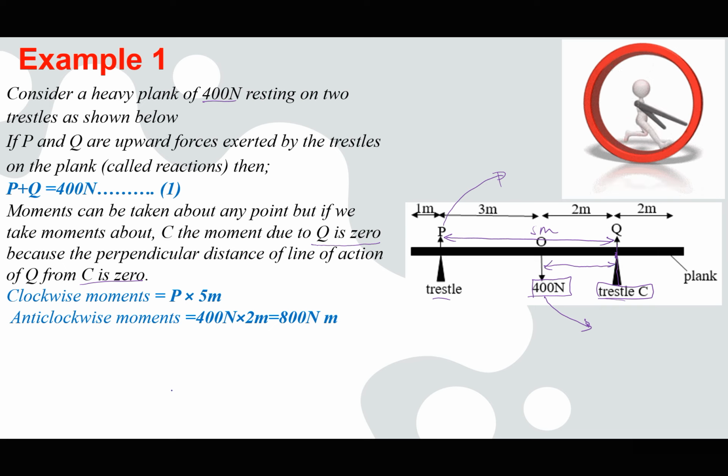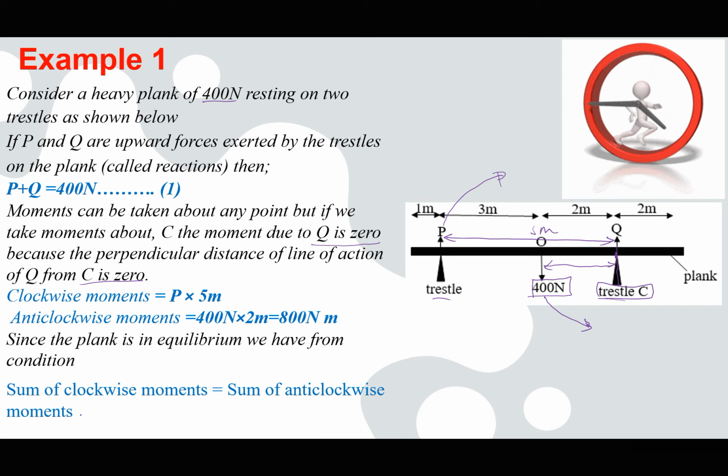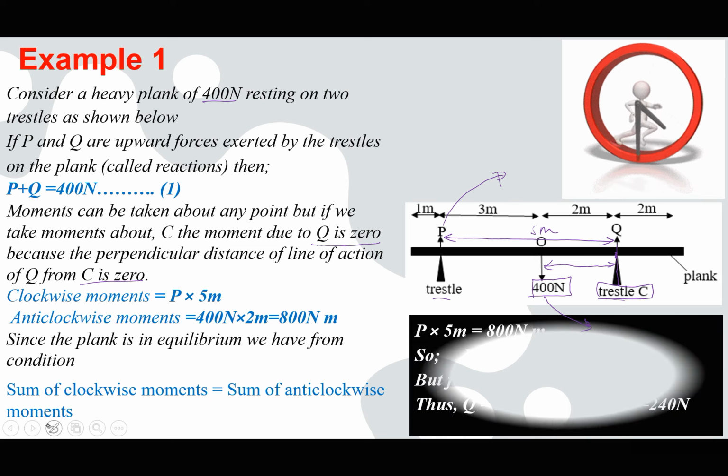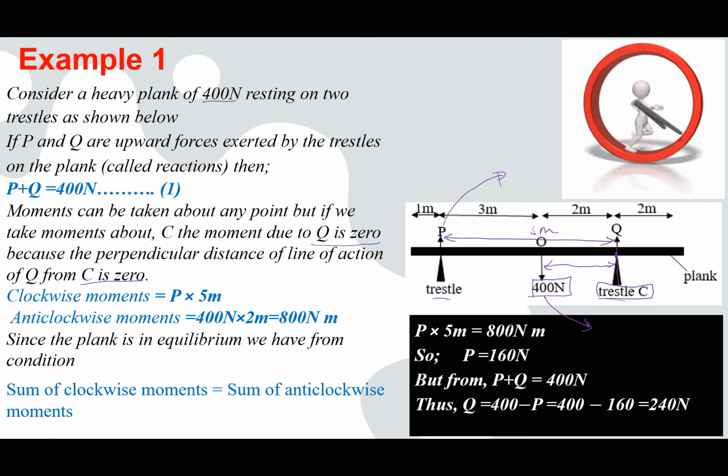But remember, for equilibrium, the two moments must be equal. So since the plank is in equilibrium, we have from condition two that the sum of clockwise moments should be equal to the sum of anticlockwise moments. We shall therefore equate these two and have P times 5 meters equals 800 newton meters, so P is going to be 160 newtons. And also from condition number one, that is the resultant force equals zero, P plus Q is 400, we could find Q as 240 newtons.